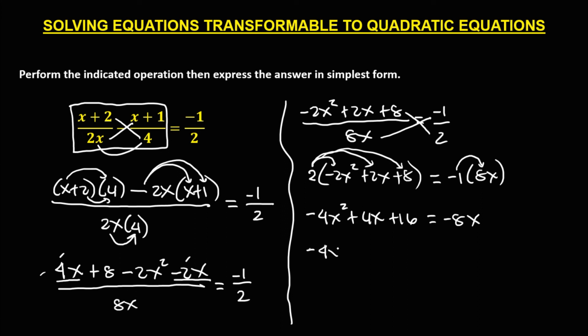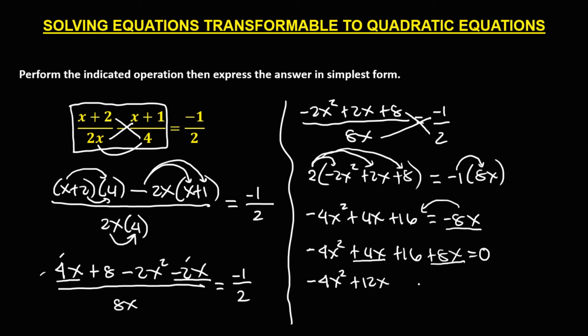So we have negative 4x squared plus 4x plus 16. Then we need to transpose this negative 8x, so this becomes positive 8x, then equals 0. Then we need to combine like terms. So we have negative 4x squared, positive 4x and positive 8x, that's positive 12x, then plus 16 equals 0.